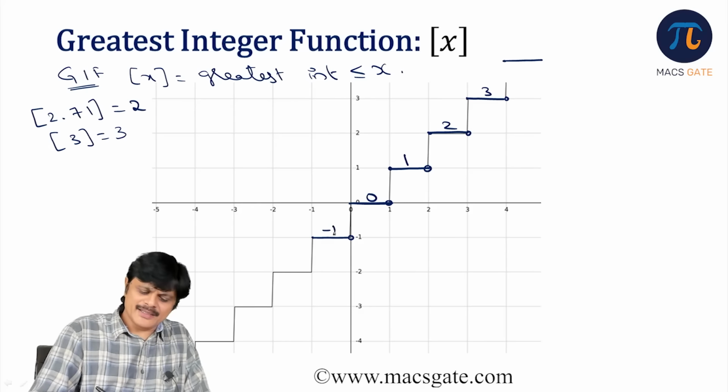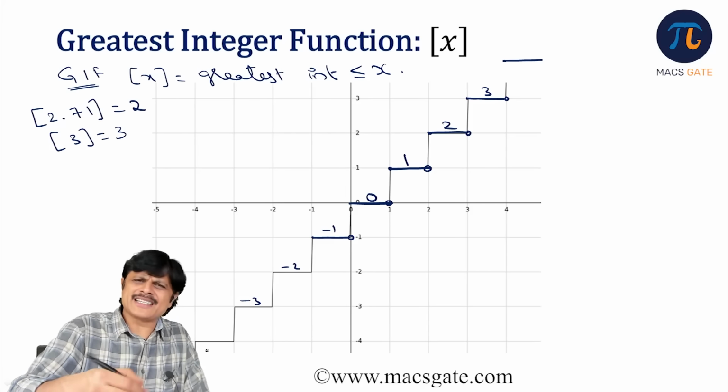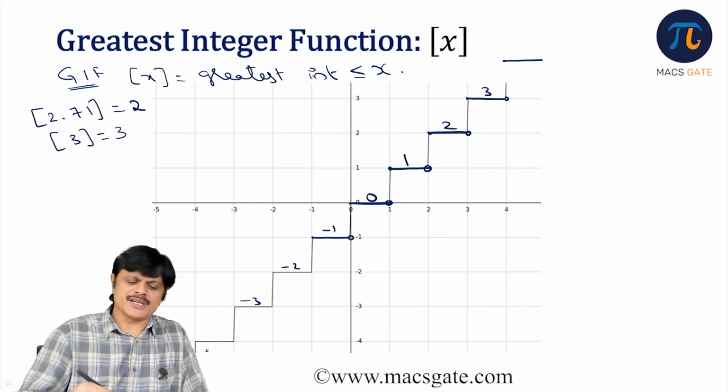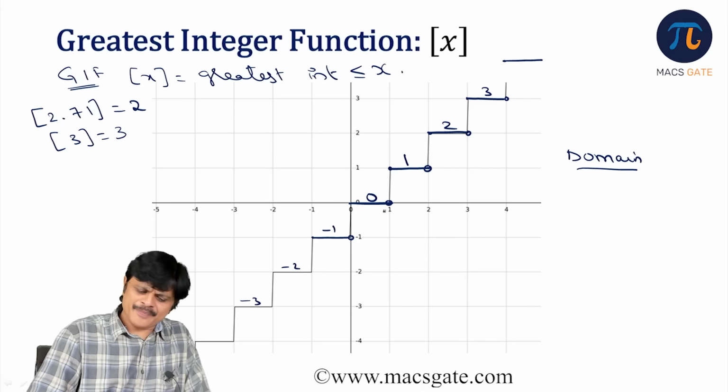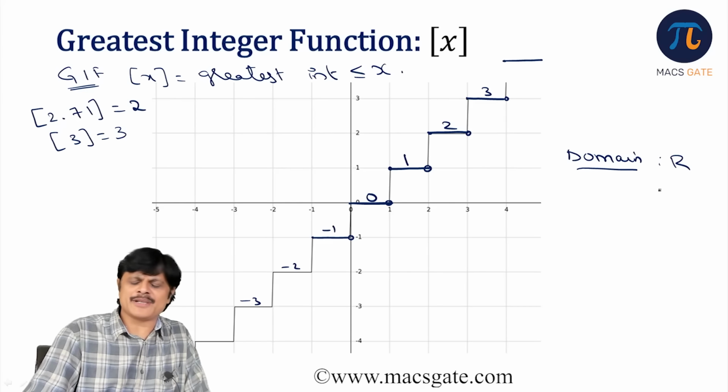Like that. Here it is minus 1, here it is minus 2, minus 3. See, you see single steps. So that's why it is called step function. So if you see the domain, it will not have difficulties anywhere. It has a value for everything. So the domain is the entire real number system.